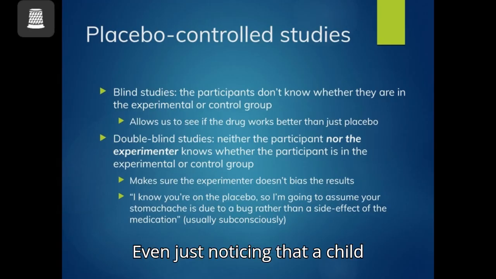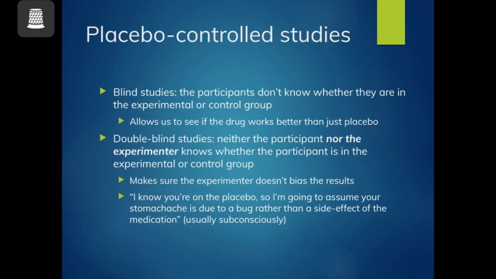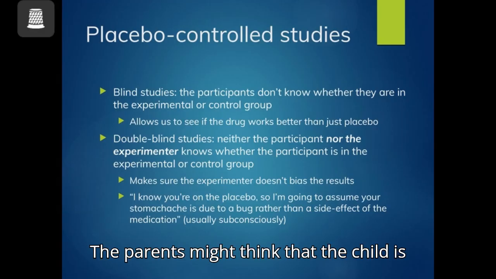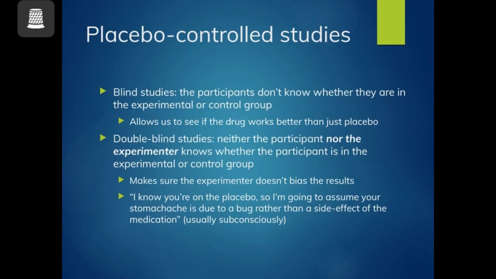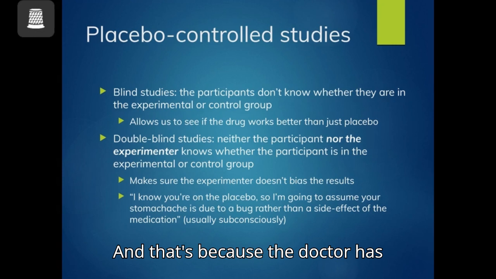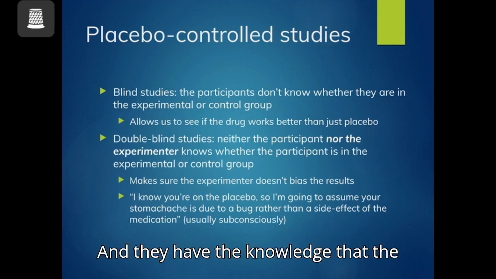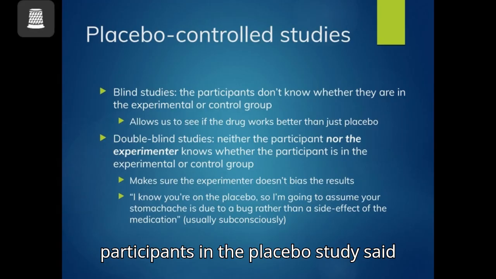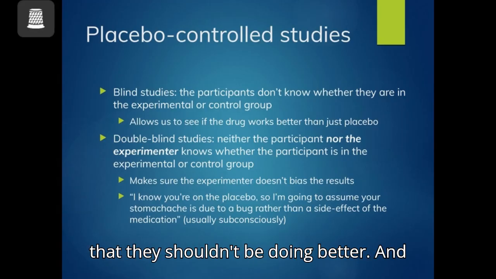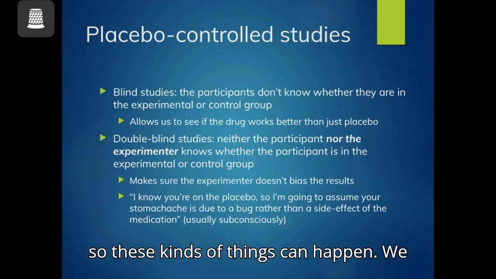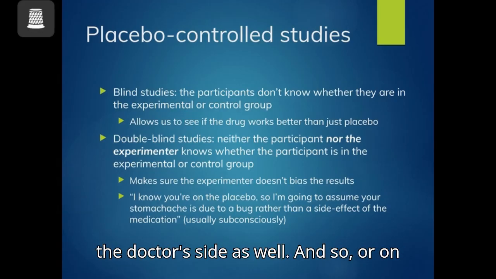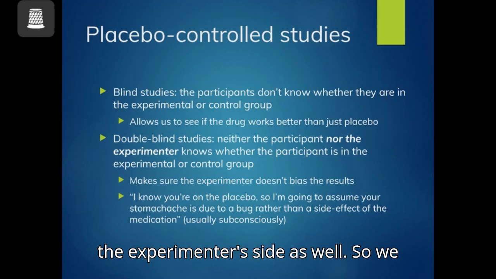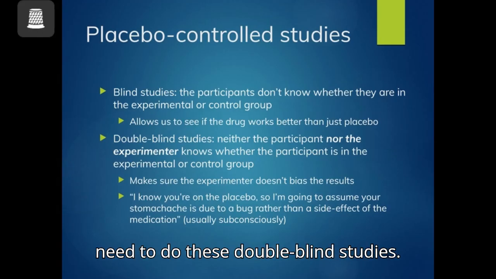Even just noticing that a child is behaving aggressively, the parents might think that the child is doing better, but the doctor might say, no, they're not actually doing better. And that's because the doctor has the knowledge that the participant is in the placebo group, so that they shouldn't be doing better. And so these kinds of things can happen. We have a little bit of placebo effect on the doctor's side as well, or on the experimenter side as well. So we need to do these double-blind studies.